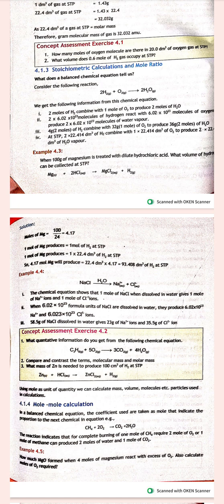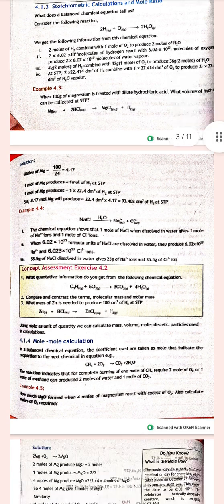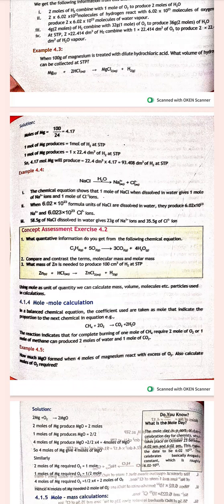When 100 gram of magnesium is treated with dilute hydrochloric acid, what volume of hydrogen can be calculated? Magnesium plus 2HCl gives MgCl2 plus H2. Moles of magnesium is equal to 100 over 24, which is equal to 4.17. 1 mole of magnesium produces 1 mole of H2, and 1 mole of magnesium produces 1 × 22.4 dm³, so 4.17 moles will produce 93.408 dm³.